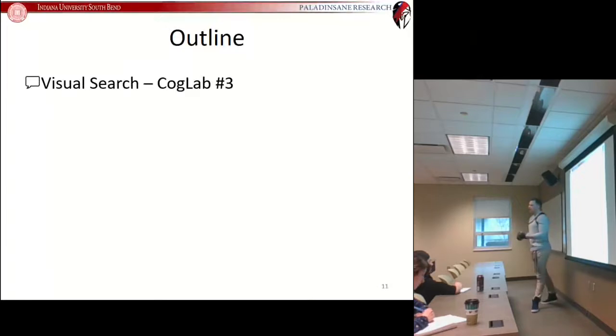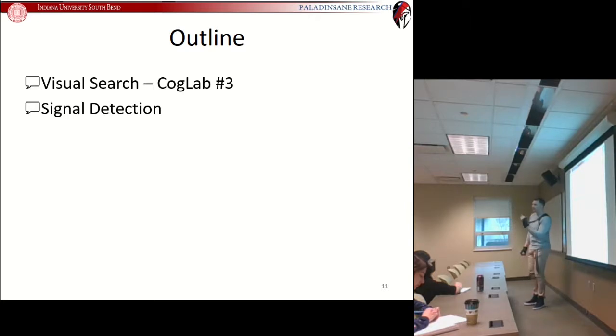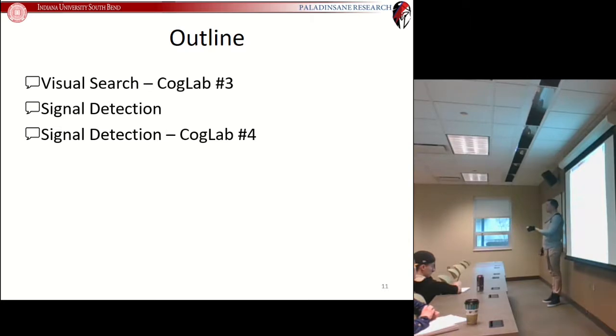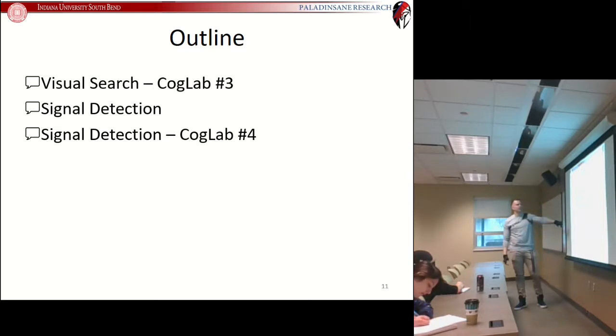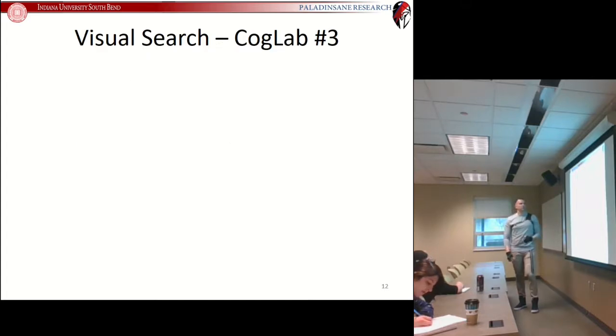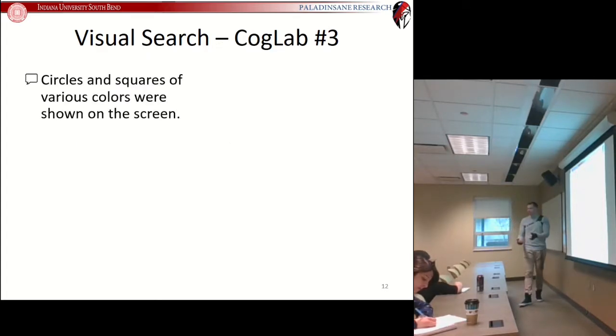We're going to take a look at CogLab number 3, our visual search CogLab. Then we're going to introduce the idea of signal detection. Signal detection is a very powerful approach that's been used in psychology. It was developed outside of psychology and has been used in many other disciplines as well. A very important topic, and then we're going to take a look at the signal detection CogLab and then apply signal detection principles to analyze a very important social topic today. All right, let's start off with the visual search CogLab. In the visual search CogLab, you were asked to find a target.